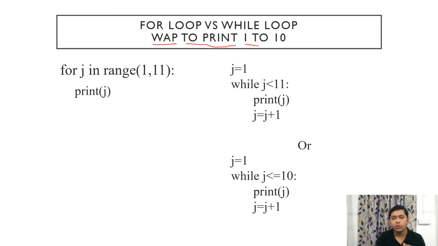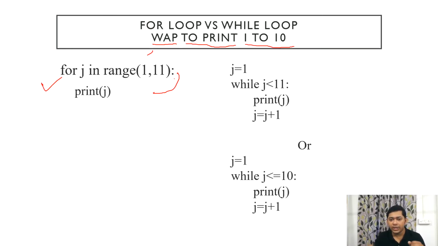What we need to print? 1 to 10. So we need to print 1 to 10. How we need to print? I did not mention. Okay, either vertically or horizontally, there is no problem. So this loop you have already seen. This will print vertically. Now in the while loop, certain things you must remember.